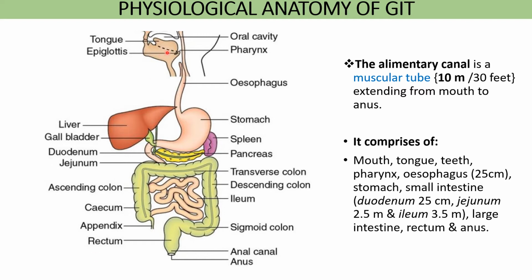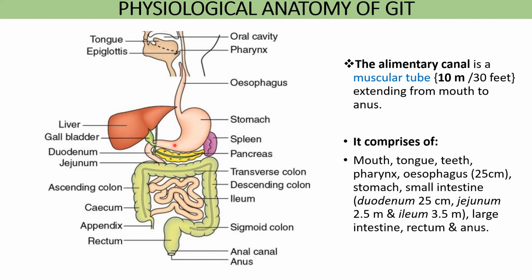Here in this pictorial representation you can see the parts and the structures of the alimentary canal. So it starts in the oral cavity, which consists of the tongue and the teeth, which help in chewing the food and mixing the food with saliva so that the bolus of food can easily pass through the esophagus. Now down the esophagus the food will enter the stomach. This is the fundus of the stomach, this is the body, and this is the pyloric antrum.